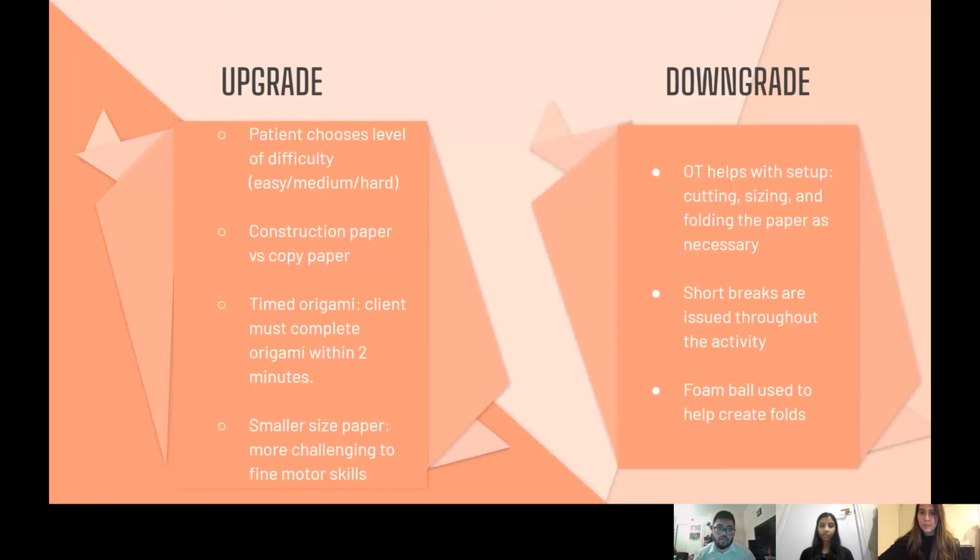And then for downgrades, we chose that the therapist can help the client with setup, whether it be cutting, sizing, or folding the paper. We can also include short breaks for the clients so that they have sensory and mental breaks while they're working on the activities. And then we also included the little foam ball that can assist them with folding because if they lack fine motor strength, the ball just makes it a little bit easier for them.